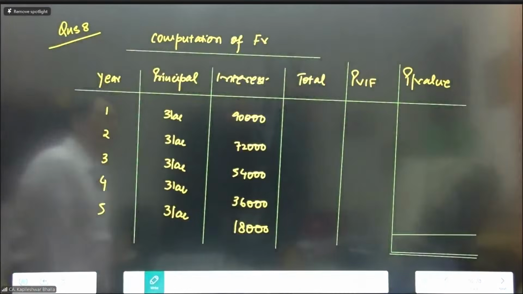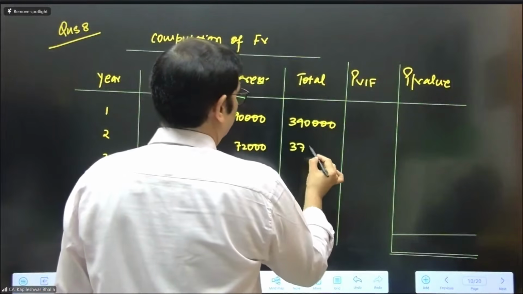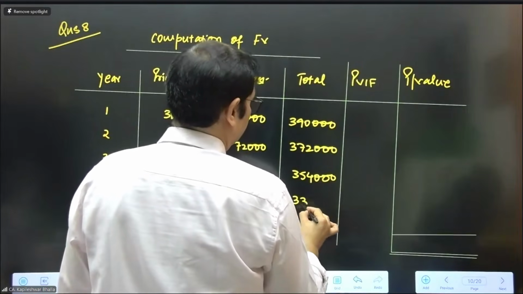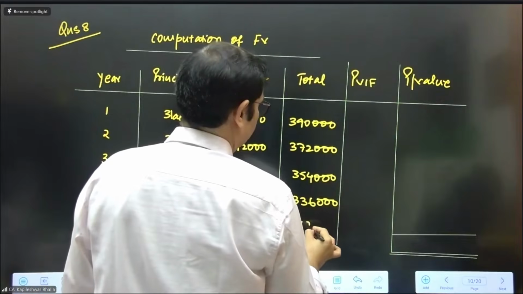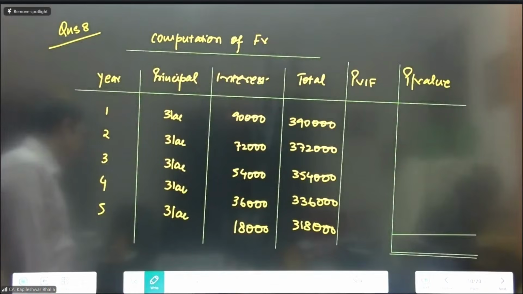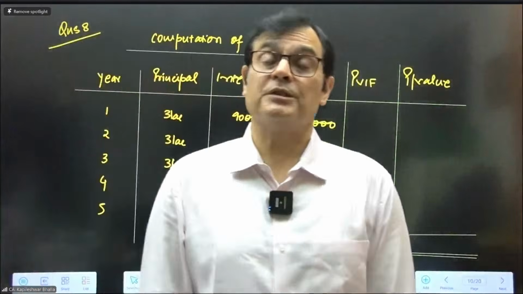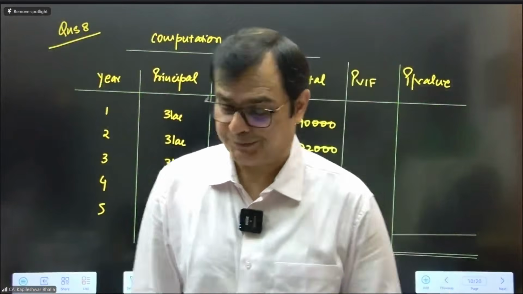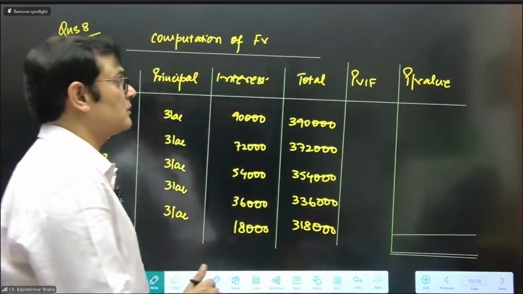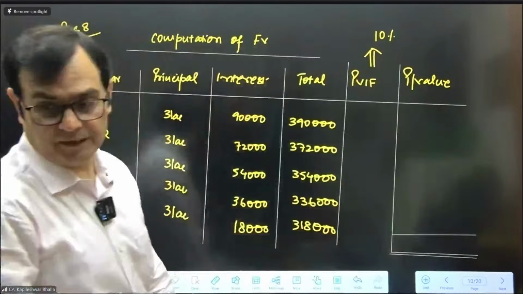And let's take the sum total. That's 3,90,000. That's 372. That's 354. That's 336. And that's 3,18,000. And let's ask you, what is the rate at which discounting would occur? Are you going to consider the interest, which is 6%, or the rate without the concession, 10%? It says market rate on similar loans is 10%. So what is the rate at which discounting will be done? Of course, at the rate of 10%.